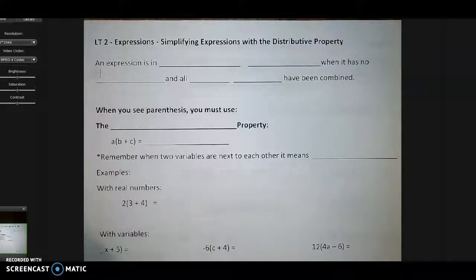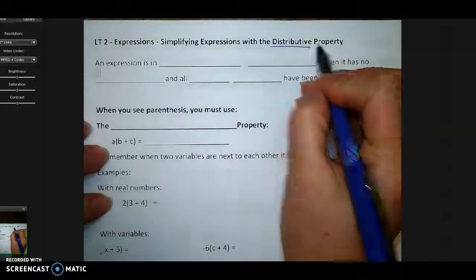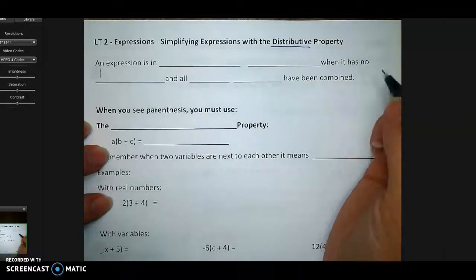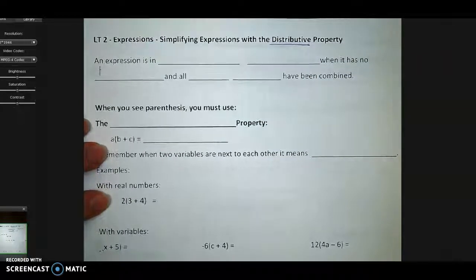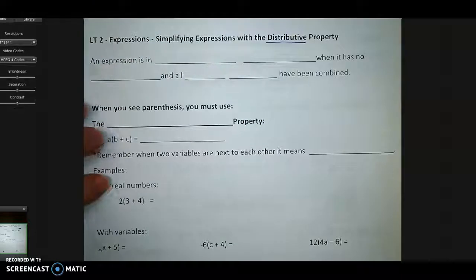All right, so we're going to be simplifying expressions with the distributive property today. When I distribute, that means I'm going to pass out something. So when I pass out the number, I'm going to multiply by it. When I'm talking about the distributive property, I'm also talking about multiplying.